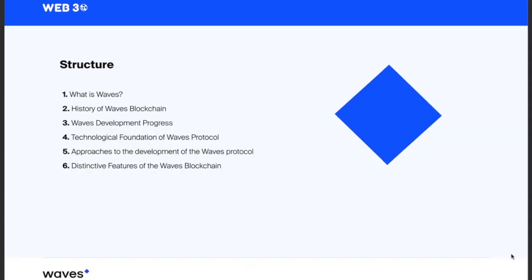So on today's edition, we'll be looking at what Waves is, the history of Waves blockchain, Waves development progress, the technological foundation of Waves protocol, approaches that are taken in developing the Waves protocol, and lastly, the distinctive features that make Waves stand out from other blockchains.